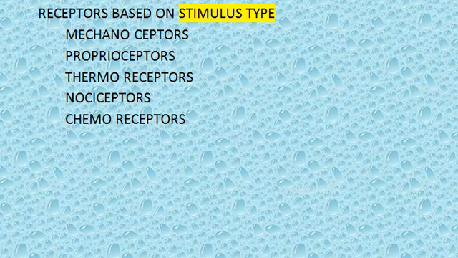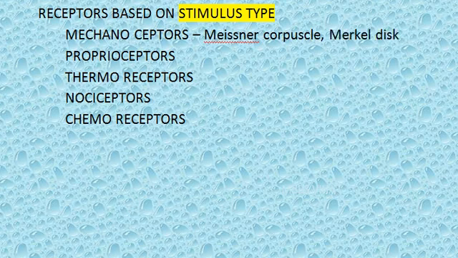Mechanoreceptor. What is a mechanoreceptor? These are receptors for vibration, touch, pressure, right? So again, you can give examples here. For touch, what was it? Meissner corpuscle, Merkel disc. We already saw these two for touch. For pressure, Pacinian corpuscle we saw.